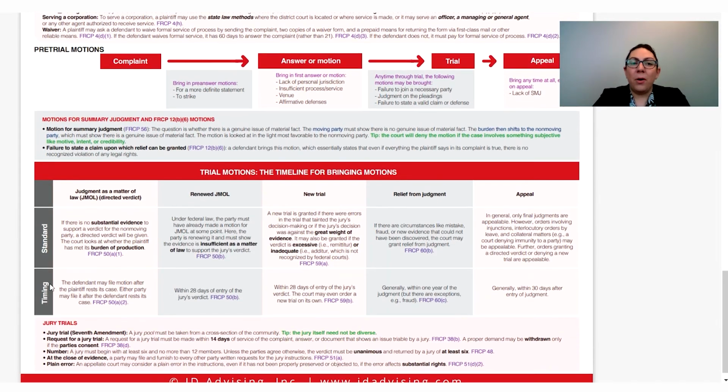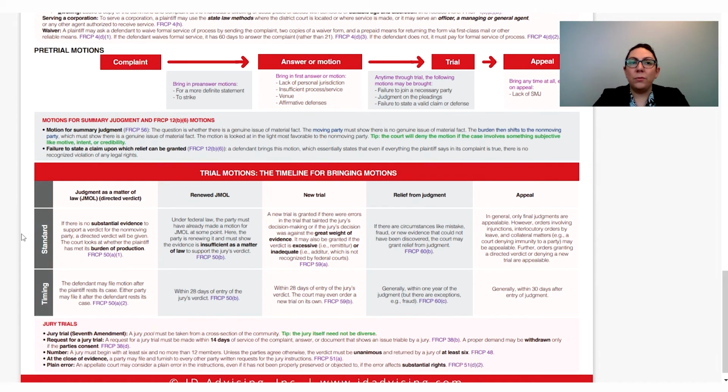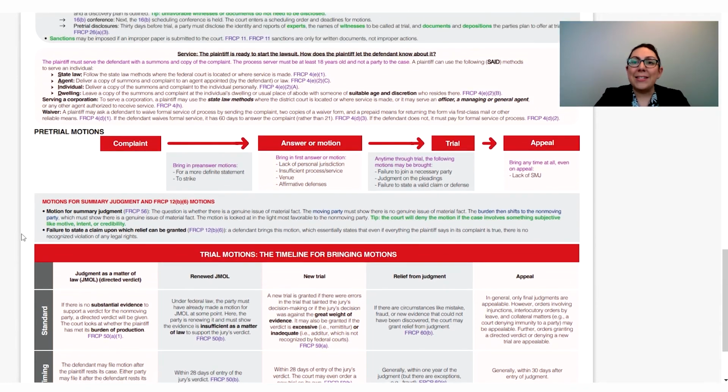The next section on motions actually provides a really great timeline for what happens in the course of a lawsuit. So a lawsuit is started when the plaintiff files the complaint. And then at the top, you'll see the red boxes. The next step in a lawsuit is for the defendant to file an answer or a motion.